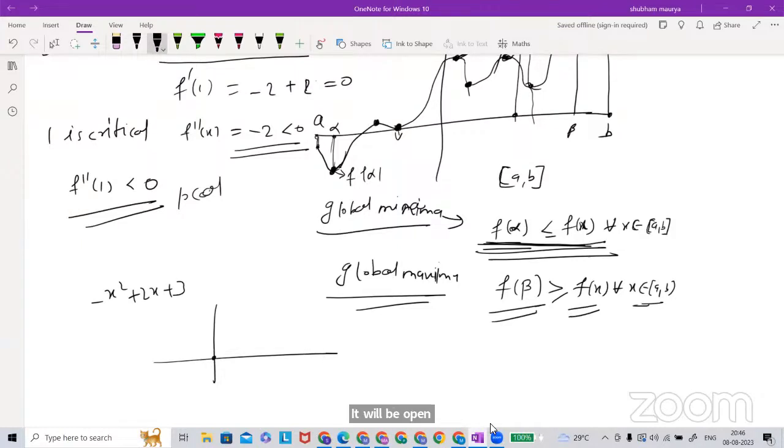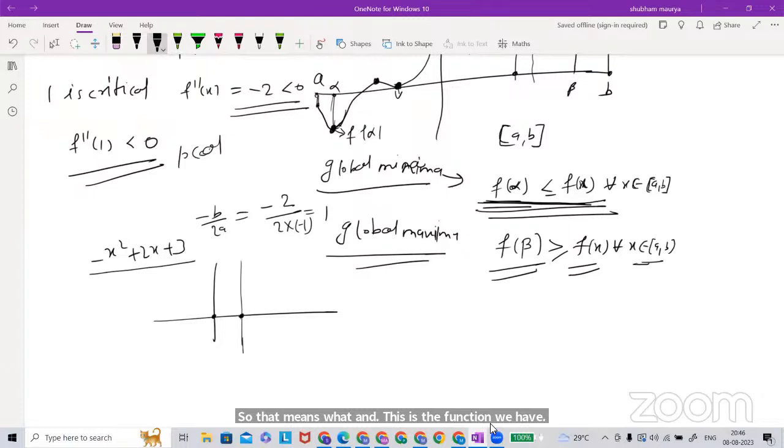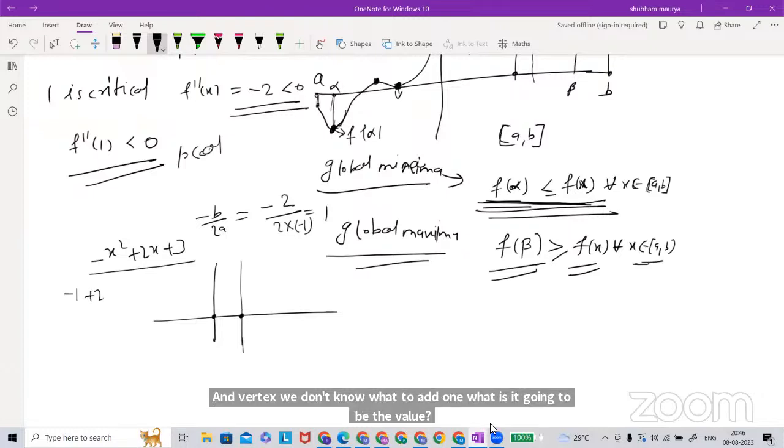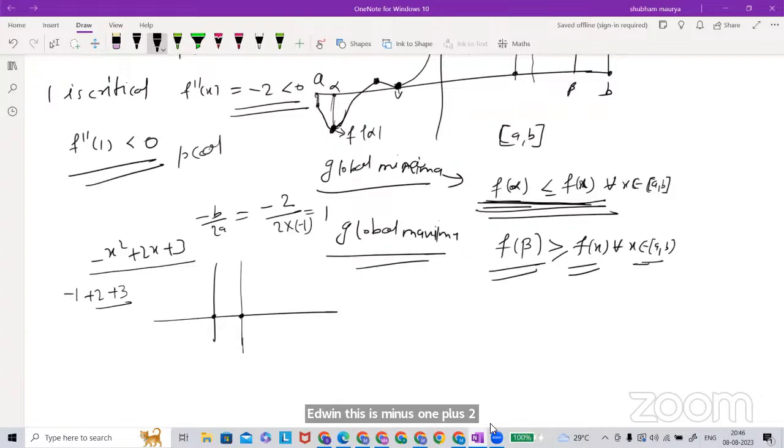So if you check the symmetry, it will be minus b by 2a. So a is minus 1, b is 2, and 2 by minus 1, which is... At 1 it is the symmetry. Yeah, it will be at 1, the axis of symmetry. That means this is the function we have, and the vertex we don't know yet. At 1, what is going to be the value? At 1, this is minus 1 plus 2 plus 3, this is 5, and this is 4 you will get. So suppose 4 is here.